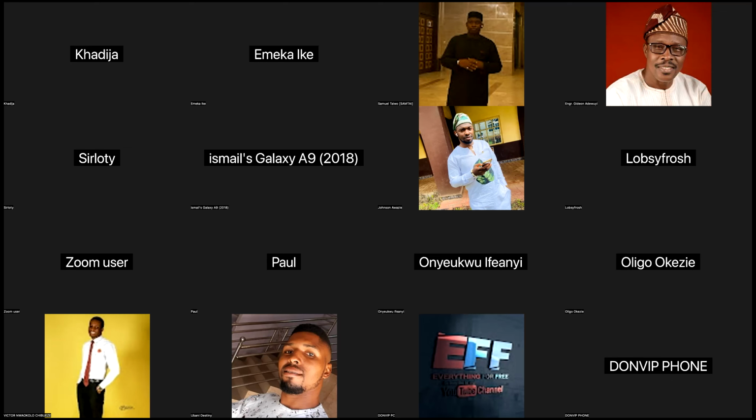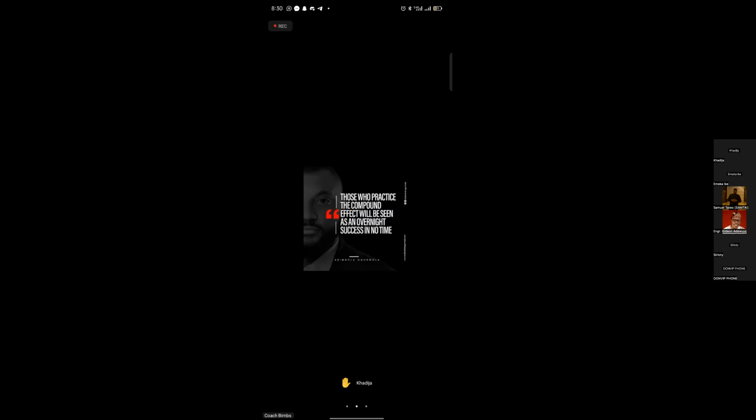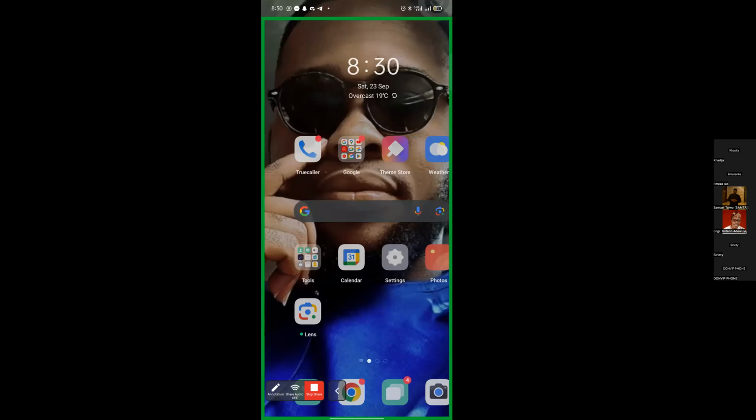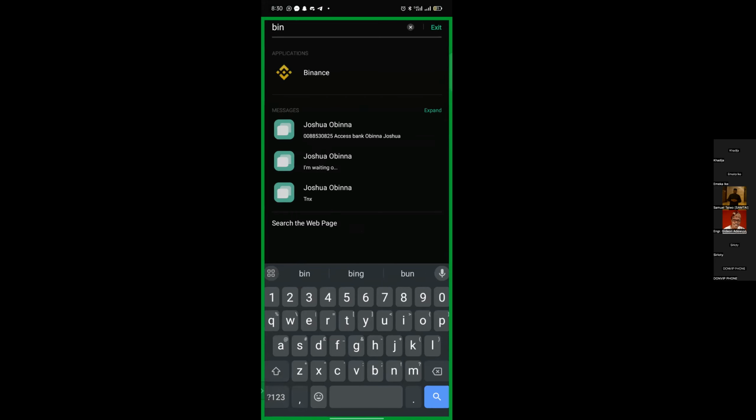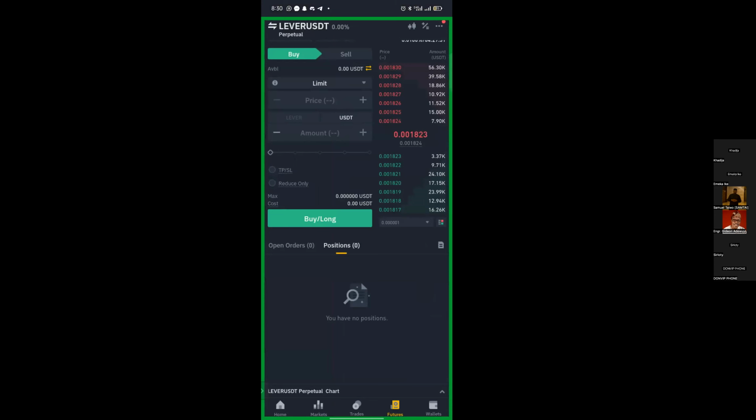So I'm going to share my screen. I'm going to be using my mobile phone, so it's easier. Most of us are using mobile phone to trade. So I'm not going to use the PC because I have two different accounts. I have the PC account and the mobile phone. So I'm going to open my Binance on my mobile phone. So for newbies, this is all you need.